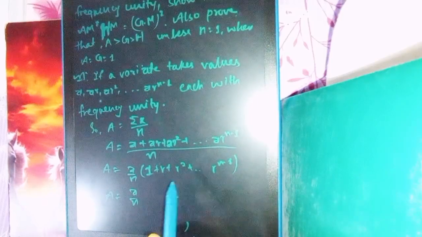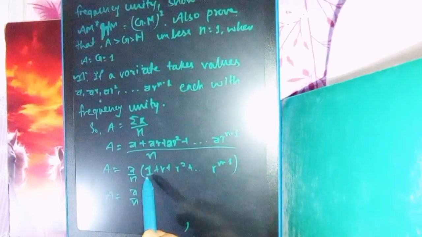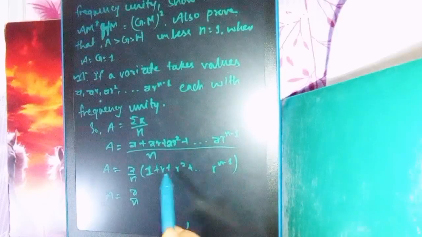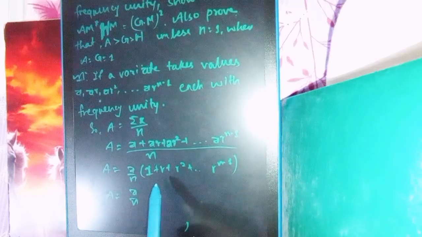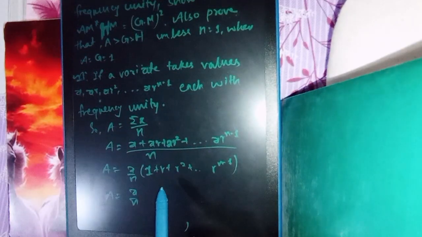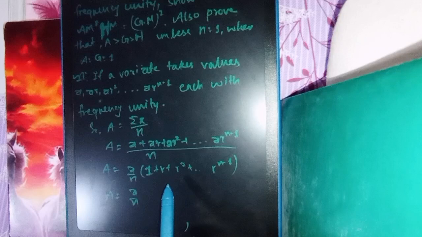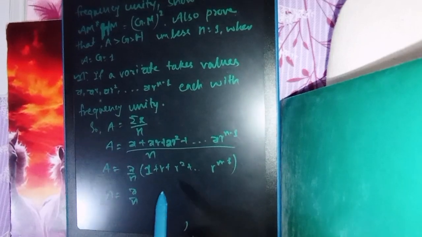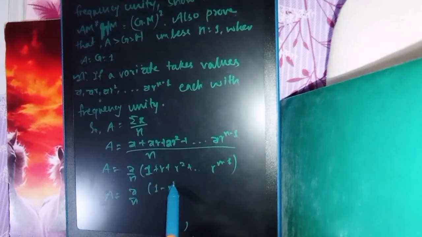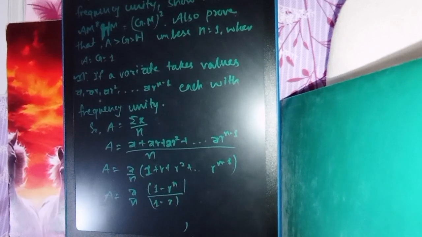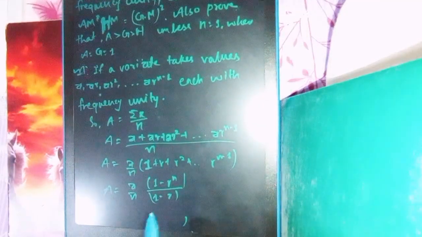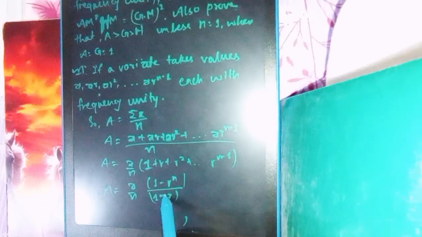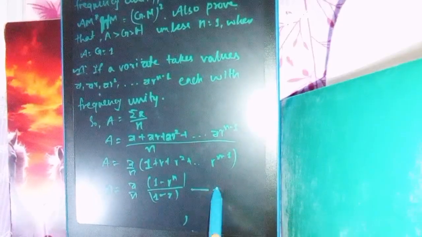This is the sum of a geometric series. In a geometric series, if you divide the second term by the first term, you get the same thing as dividing the third term by the second term. The formula for the sum of a geometric series is 1 minus r power n by 1 minus r if r is less than 1. You can also write r power n minus 1 by r minus 1, taking the negative common and cancelling out; both are the same thing. I leave this here as equation number 1.